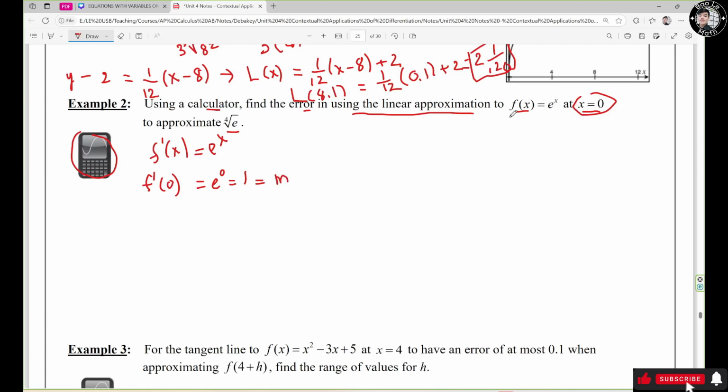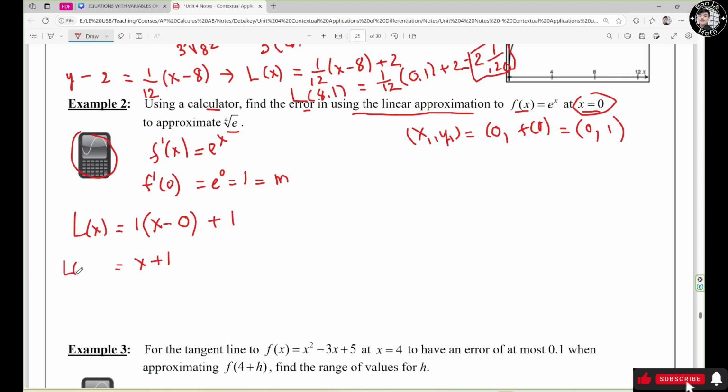Now you need to find the coordinate point x1 and y1. So x1 is 0 right here. y1 is f of 0, and f of 0 is going to be 1. I have the equation of the tangent line: L of x equals the slope, which is 1, times x minus x1, which is 0, plus y1, which is 1. Now I'm going to simplify this, and it is x plus 1. So this is L of x.